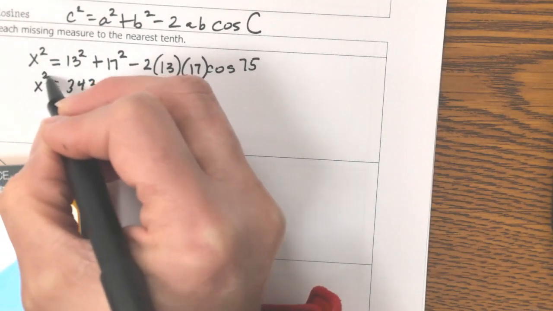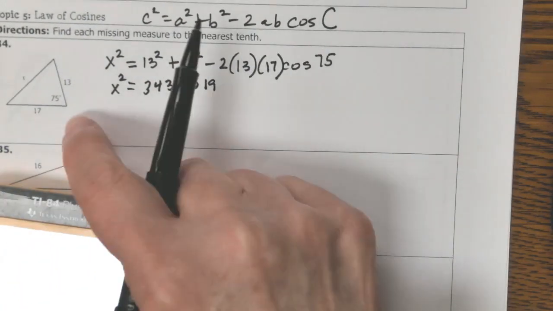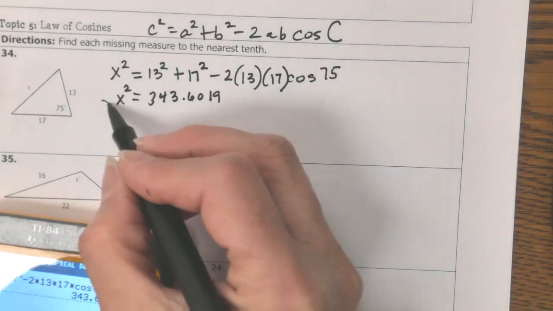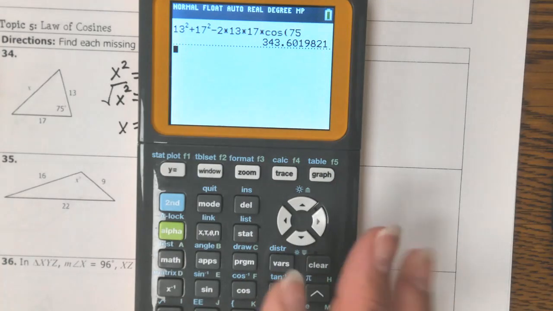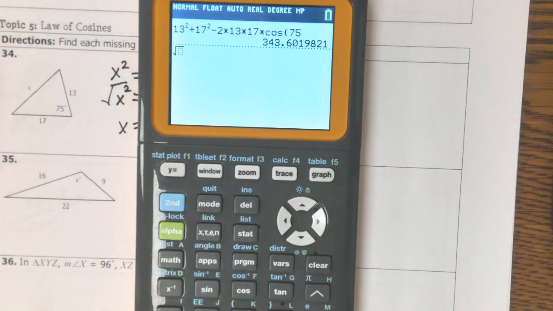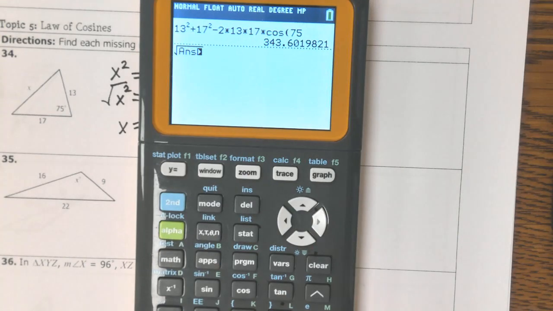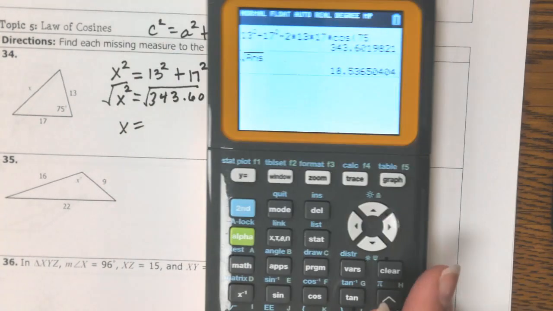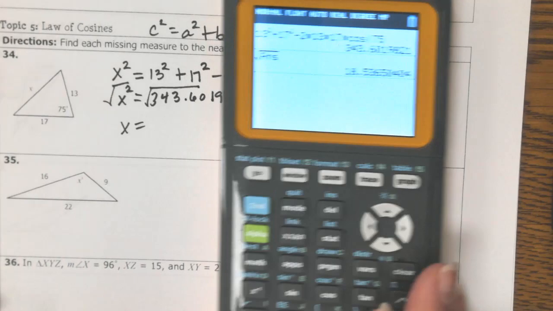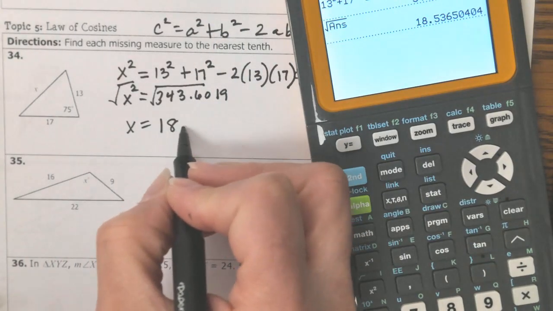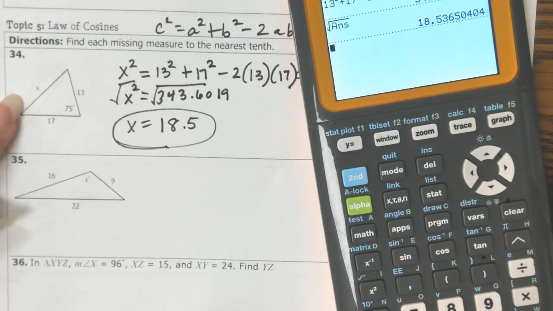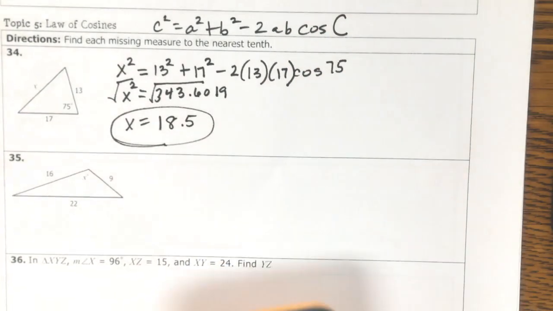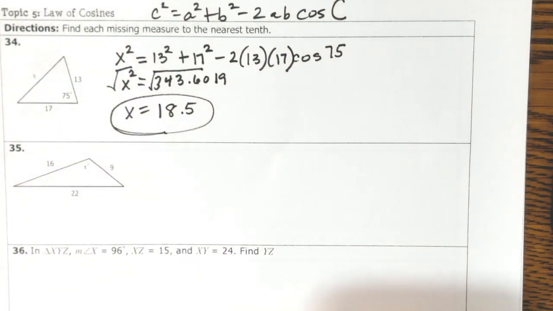This is not the answer. It's x squared. So we need to take the square root now of that number, and I will use my calculator to help me. I'm going to do second, the x squared button, and then second, the answer to plug it in. And so our solution is 18.5. So that is finding a missing side in this type of problem.